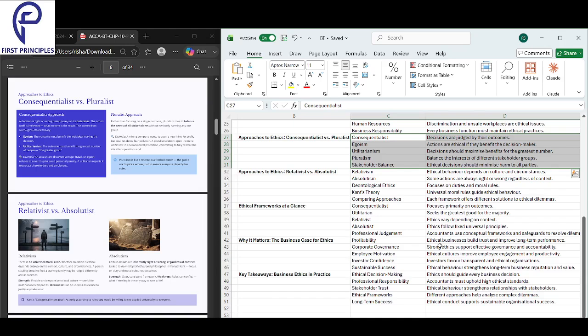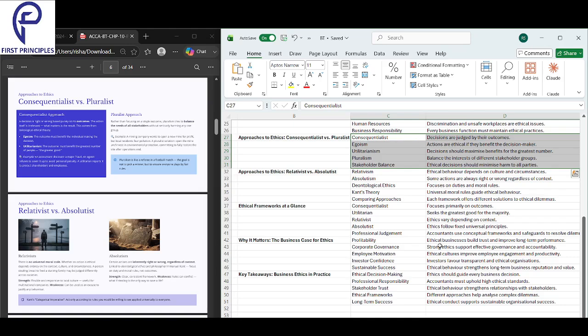Okay. So looking at the approaches here, first we have the consequentialist approach. Decisions are judged by their outcomes. Second, egoism. Actions are ethical if they benefit the decision maker. That is the meaning of egoism: your actions are ethical if they benefit the decision maker.